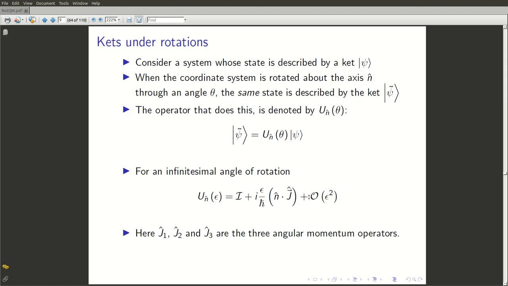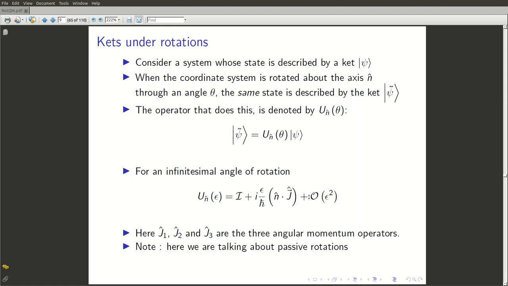As we have already seen, in the specific case when our wave functions were described by single functions of x, y, z, these operators were nothing but the standard orbital angular momentum operators that we obtained by considering x p_y minus y p_x and so on.